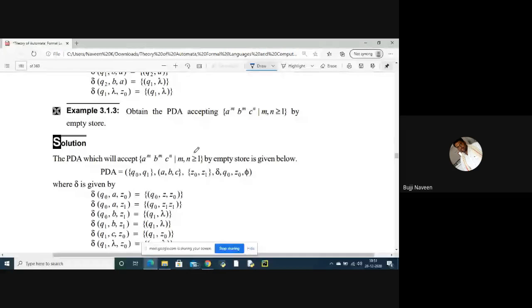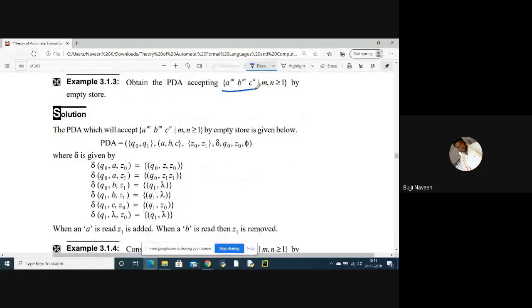Next, here the language L is equal to a^m b^m c^n. Here we have a condition on A and B, and we don't have any condition on C. So we need to push A's and pop B's, and we don't do any operations on C.